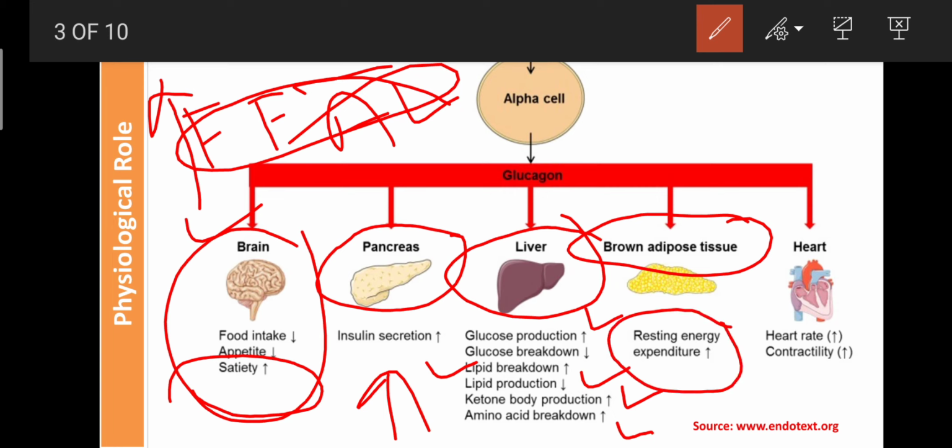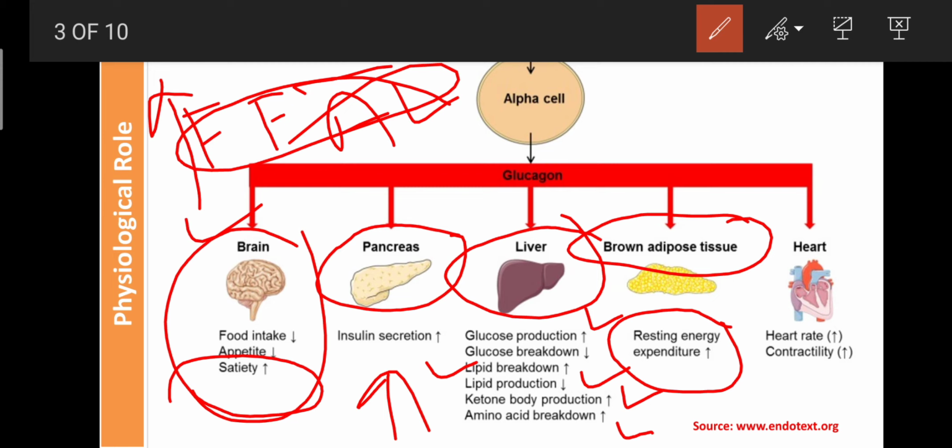So what is the energy? They are stored in the adipose tissues in the form of cholesterol, in the form of glycogen, in the form of triglycerides. So their breakdown can be increased by glucagon acting on the adipose tissues.